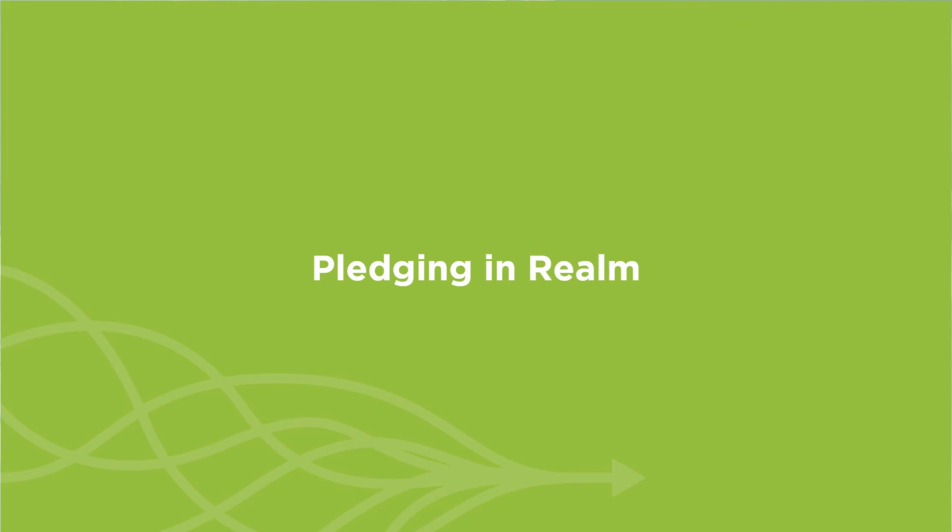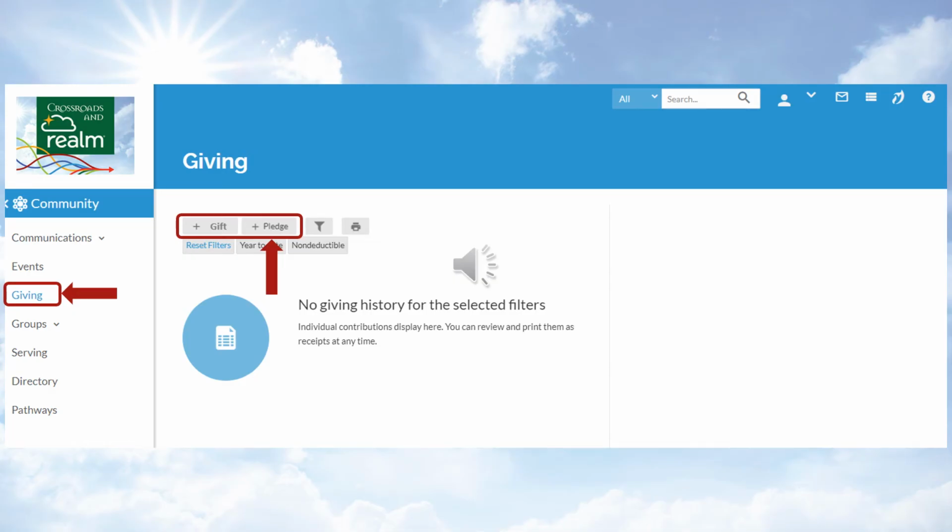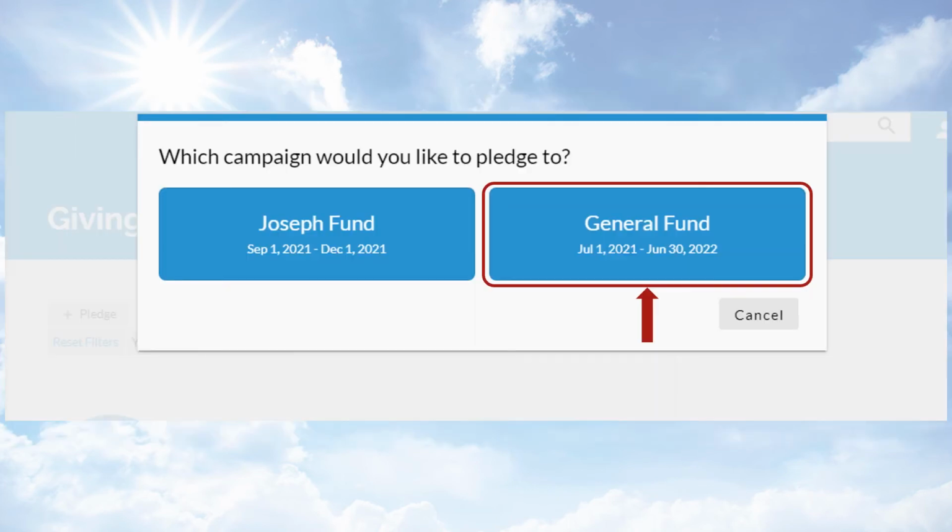Now, let's discuss how to set up pledges in MyRealm. Going back to the giving area in MyRealm, by clicking on Giving in the left navigation menu, we will now select the Pledge button. In this example, we see an option for 2 campaigns, but when MyRealm goes live, our pledge campaign will be for the annual budget and go from January 1st through December 31st. But that may change in the future. For now, we'll click General Fund.